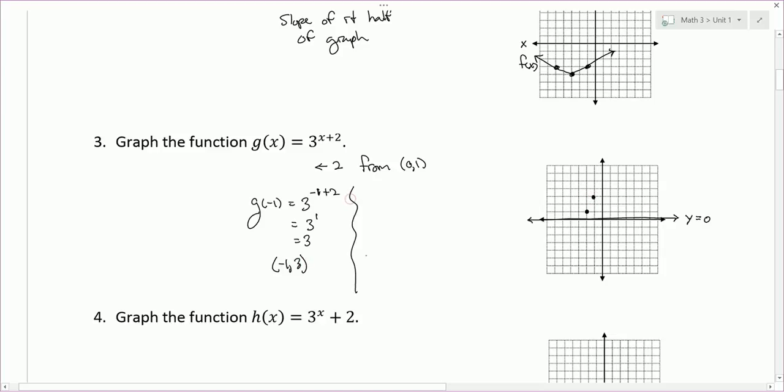And let's get another value. If I plug in 0, which is just moving to the right one more unit, we get 3 to the power of 0 plus 2, or 3 squared, which is 9. So 0, 9 is a third point. And we're a bit off the graph there. So remember, on the left-hand side, the graph approaches our horizontal asymptote, never crosses it, never even touches it. So we get something like that. And there's g of x.